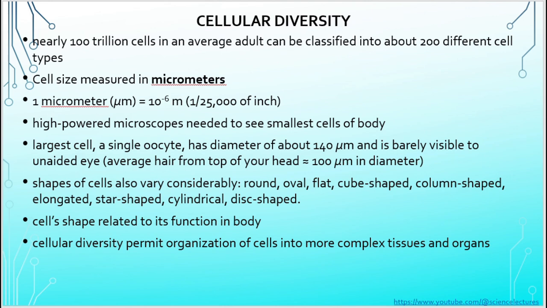Body cells vary greatly and considerably in size. The sizes of cells are measured in units called micrometers. 1 micrometer is equal to millionths of a meter. High-powered microscopes are needed to see the smallest cells of the body. The largest cell in the body, the egg cell, the oocyte, has a diameter of about 140 microns and is just barely visible to the unaided eye.